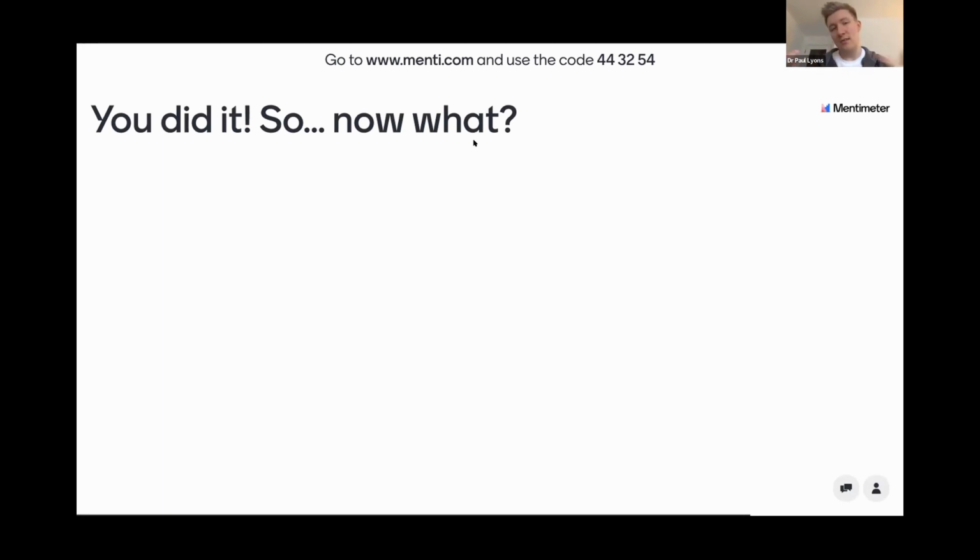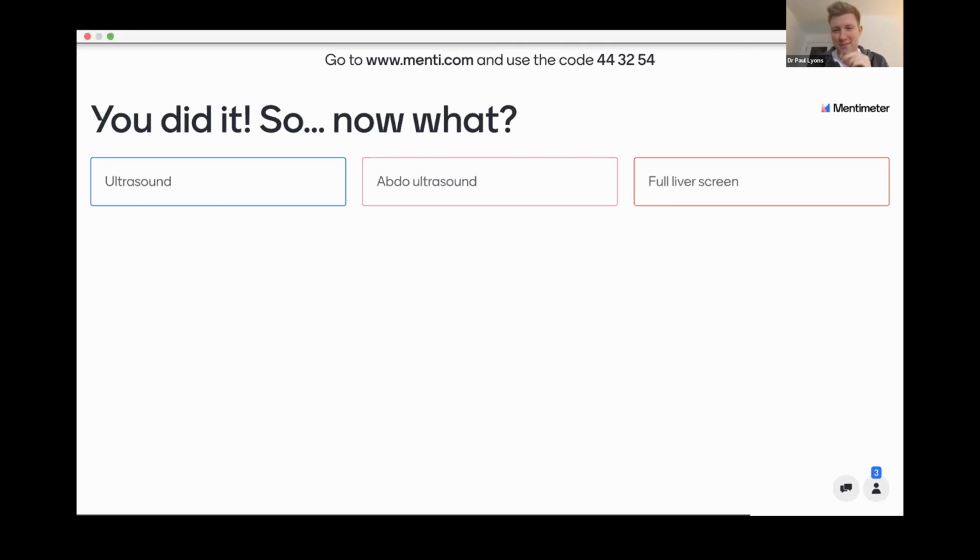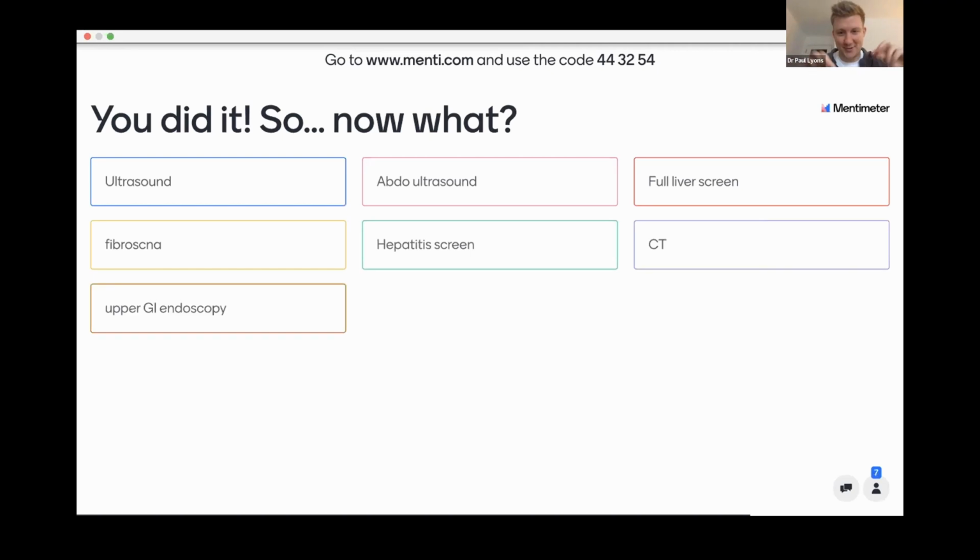The examiner might then say, right, so what do you want to do now? What investigations are next? An ultrasound. Interesting. Anything else? Abdominal ultrasound. Anything else? Keep going. You're wonderful. A full liver screen. Interesting. A fibro scan. Oh, somebody likes gastroenterology. Hepatitis screen. Upper GI endoscopy.